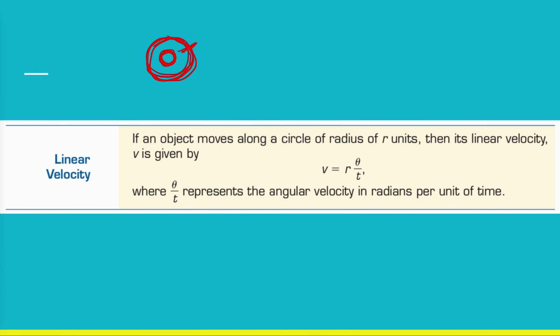So the handy thing about radians: if our angular velocity is in radians per second, our linear velocity is just the radius times the angular velocity. Radius, or r, times theta over t, where theta over t was omega, the angular velocity. So we just take that angular velocity and multiply it by the radius, and that gives us the linear velocity.